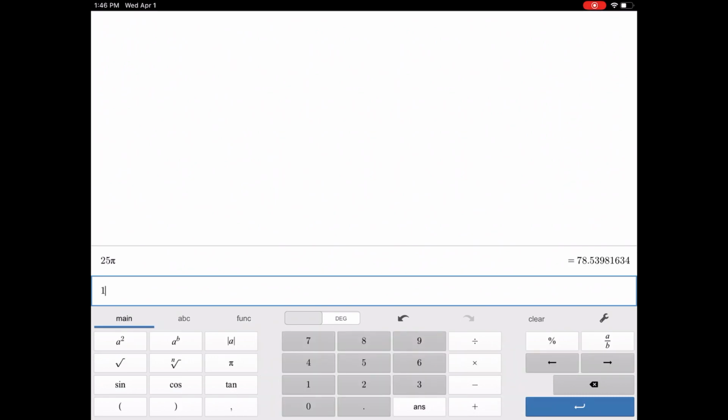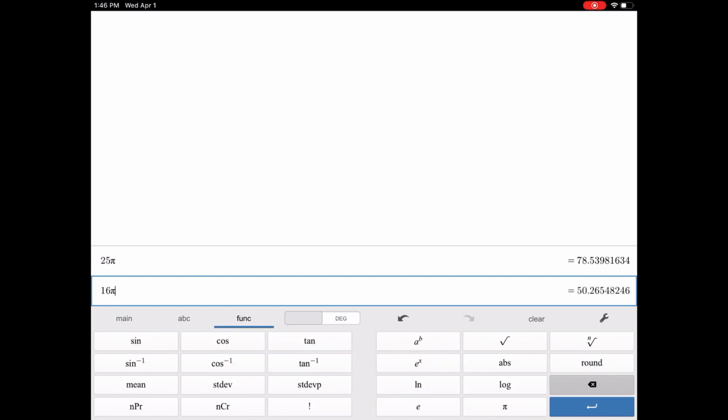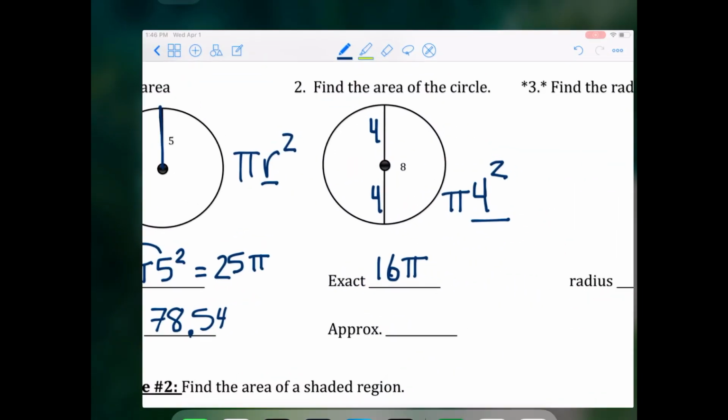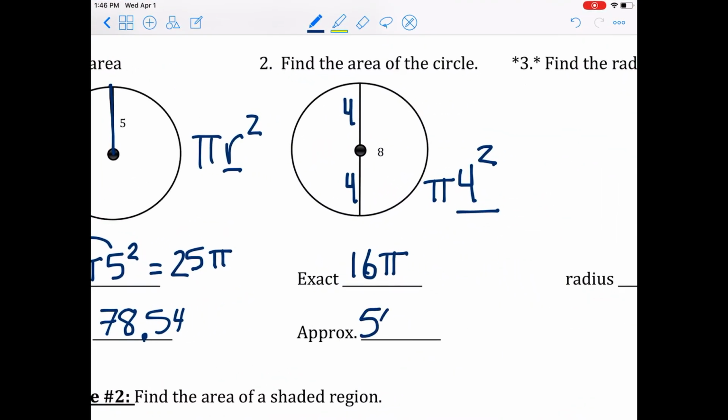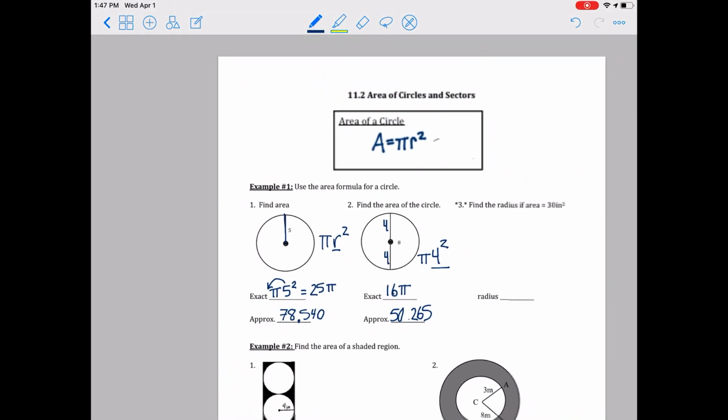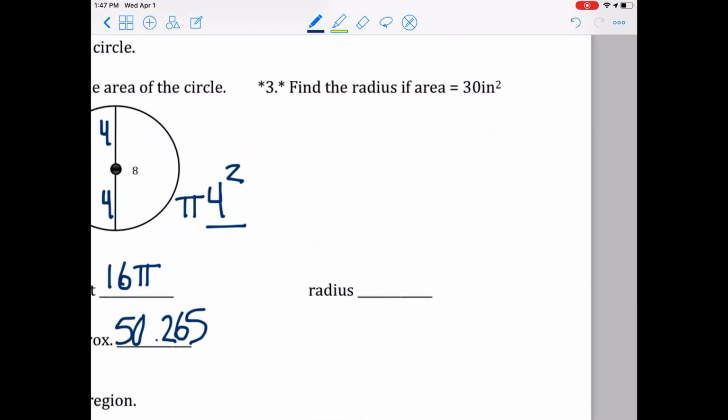So for approximate, let's go to our calculator. We have 16 pi, which is 50.265. We're rounding to 3 decimal places. If you notice on this one, if I rounded to 3, it would have turned into a 0. Just to clarify that. Okay, and next one.